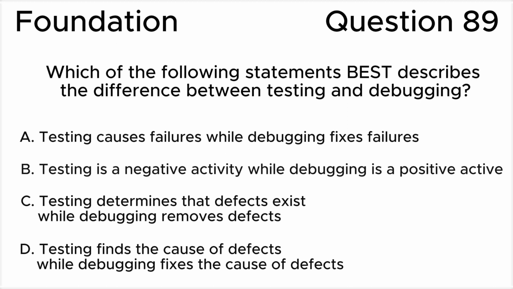A. Testing causes failures while debugging fixes failures. B. Testing is a negative activity while debugging is a positive activity. C. Testing determines that defects exist while debugging removes defects. D. Testing finds the cause of defects while debugging fixes the cause of defects.